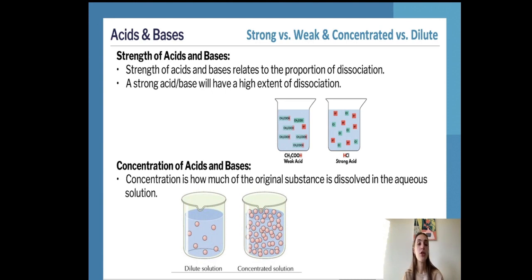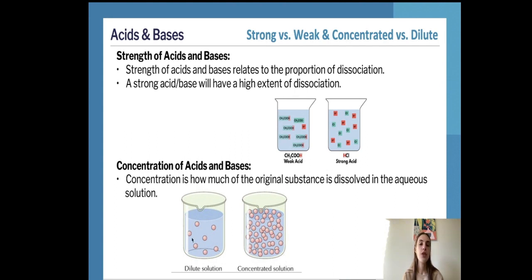Then when we consider concentration of acids and bases, and we consider concentrated versus dilute, concentration is going to refer to how much of the original substance is going to be dissolved in the aqueous solution. So if we have a lot of the acid molecules in the solution, regardless of whether it's a strong acid or a weak acid, like this one here on the right at the bottom, we've got a concentrated solution because there are lots of these molecules of the acid, regardless of whether it's a strong or weak acid.